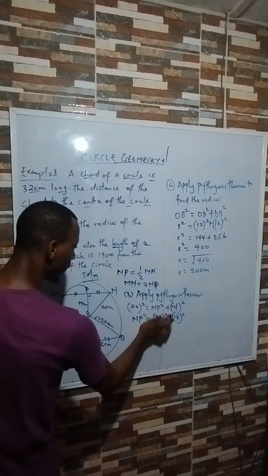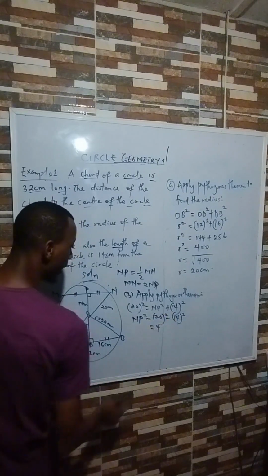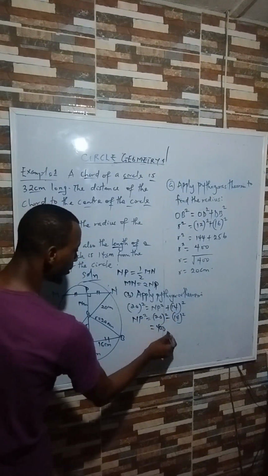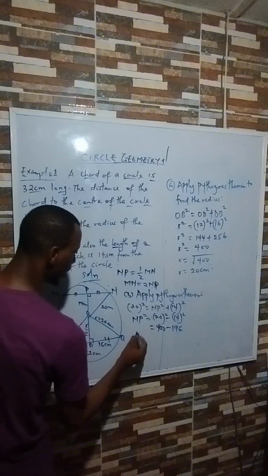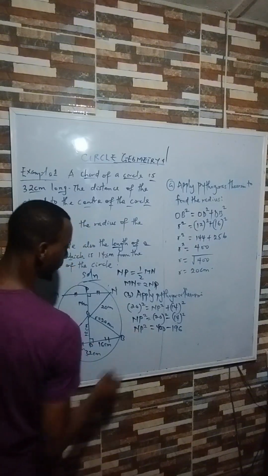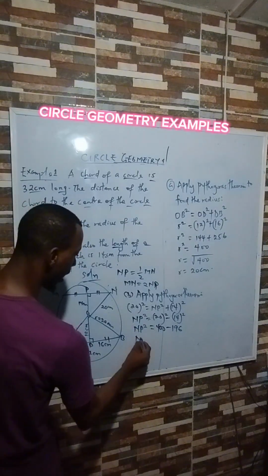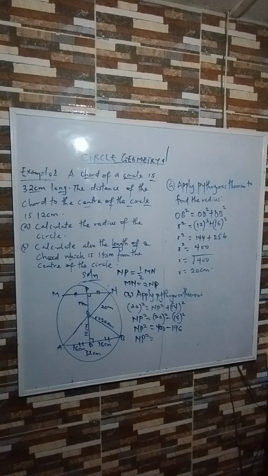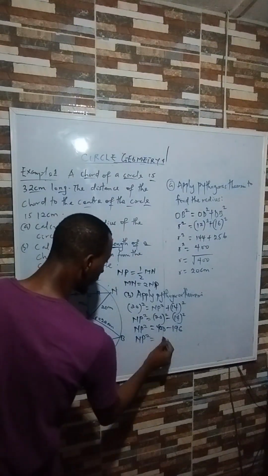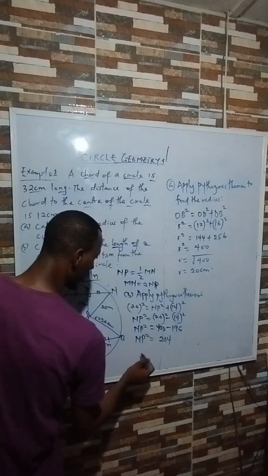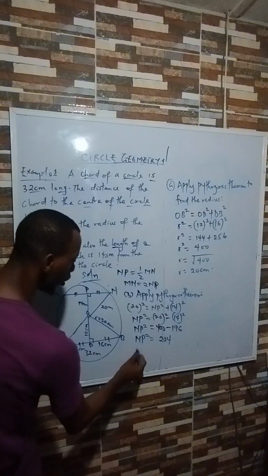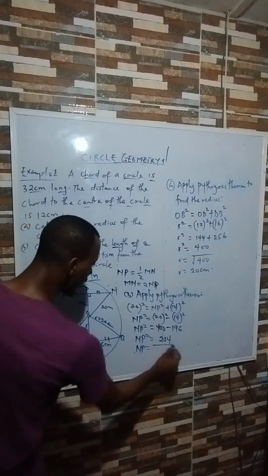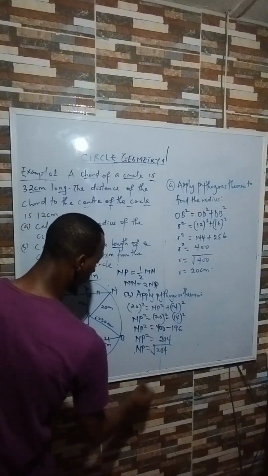I made a mistake here. That should be my minus. So that will be 400 minus 196, which is going to be our NP square. So our NP all square is equal to 400 minus 196, and that will give you exactly 204. So your NP in this case is the square root of 204.